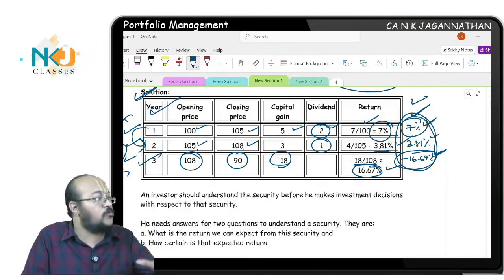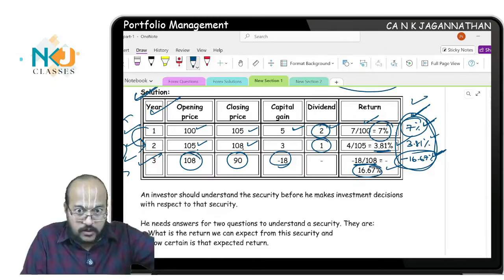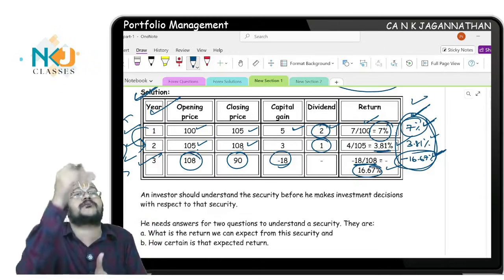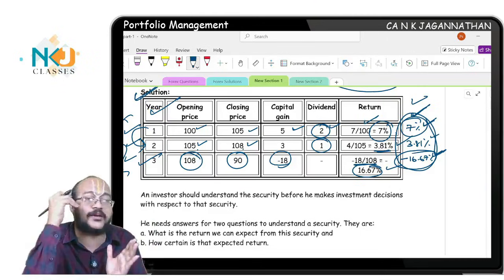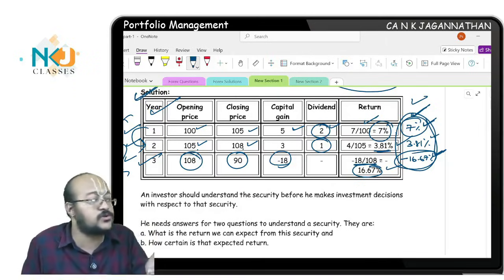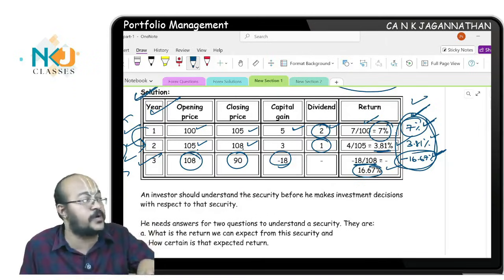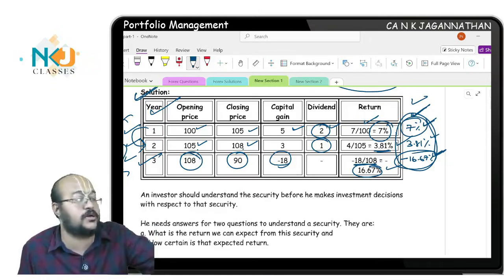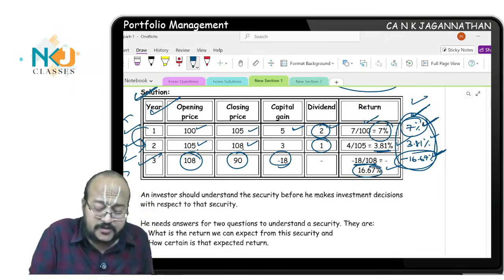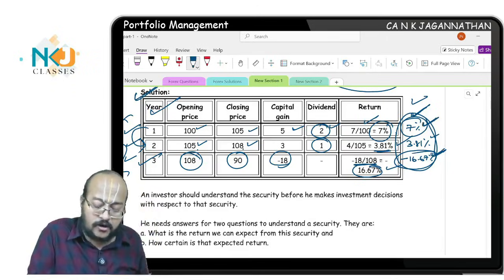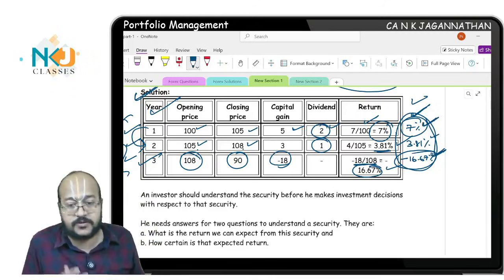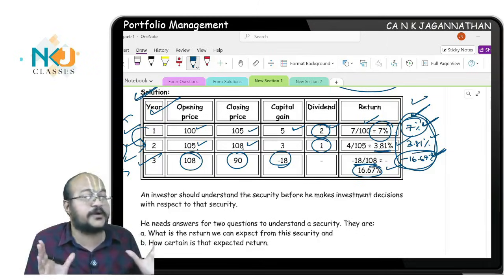So, till now we discussed how to compute the return for respective years. Now we will try to analyze how to expect the future, how much return I can expect from this security in the future. This is called expected return. You can only expect a mean, an average. You can neither expect 7% at the higher end, nor minus 16.67% at the lower end. You should expect only average.